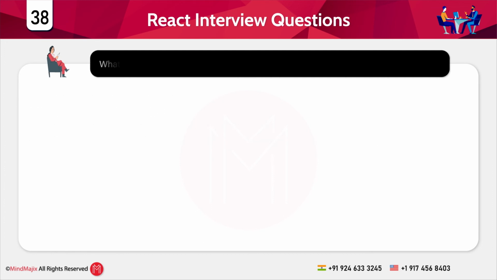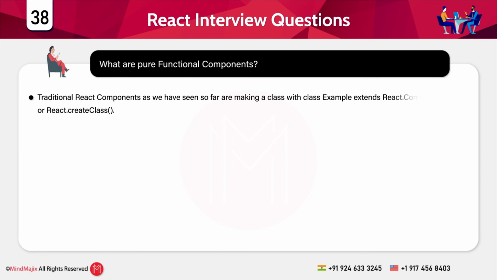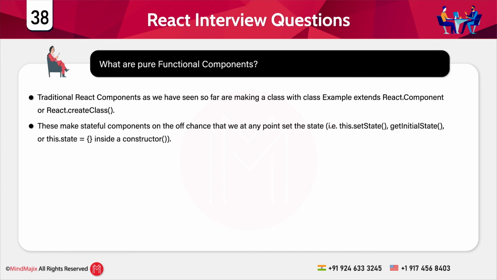The next question is, what are pure functional components? Traditional React components, as we have seen so far, are made by creating a class, for example, extends React.Component or React.createClass. These make stateful components if we at any point set the state, that is, this.setState or getInitialState or this.state inside a constructor. In the event that a component does not require state or lifecycle methods, we can actually compose components with a pure function. Hence the expression pure function component.